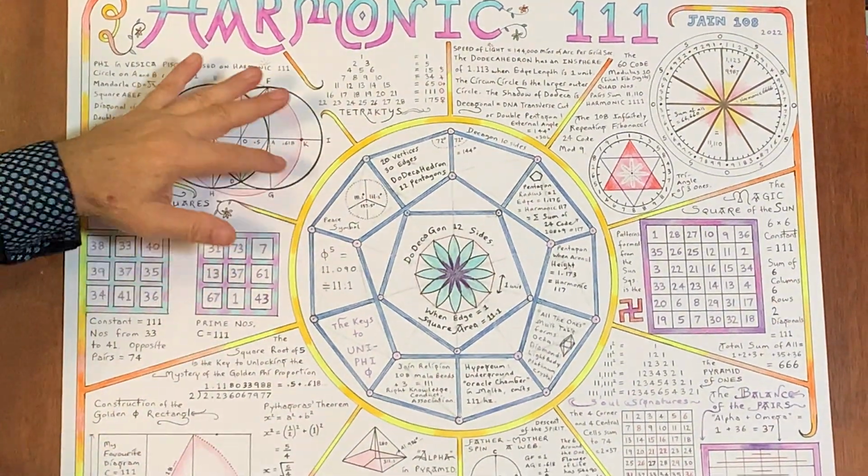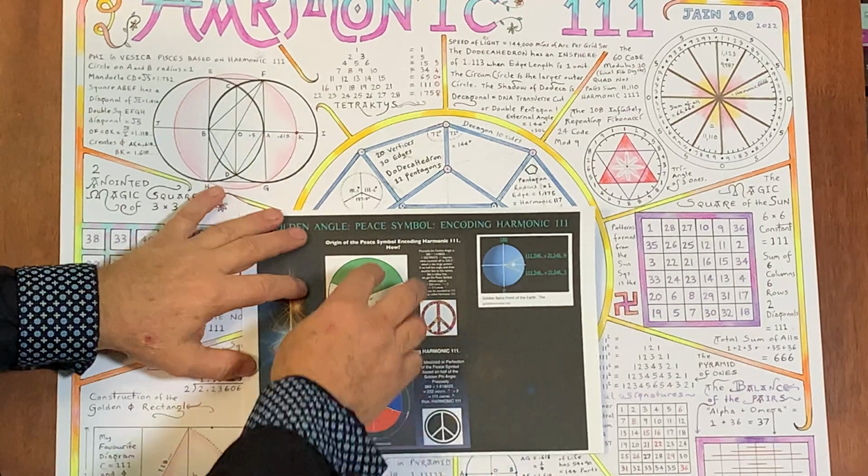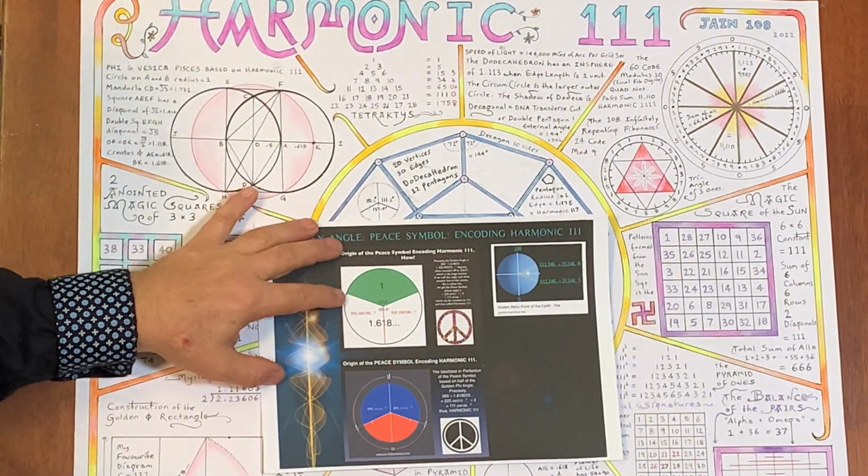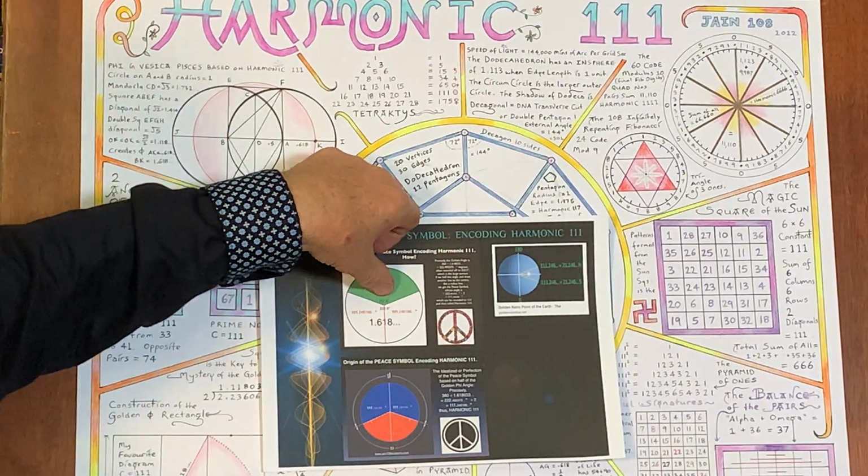So when we divide the circle into a smaller part and a larger part that are in the ratio of the golden ratio, we have a very important angle here called 137.5.